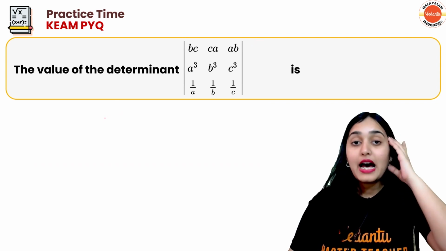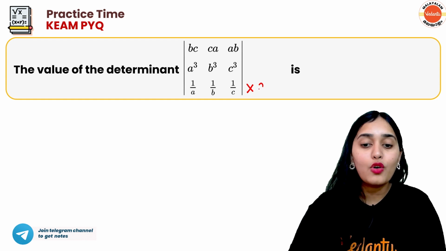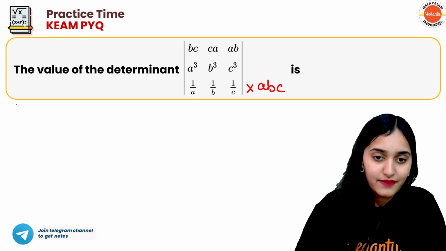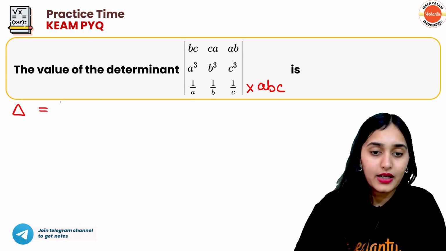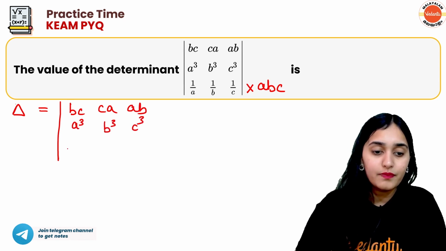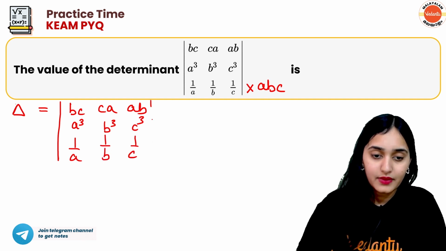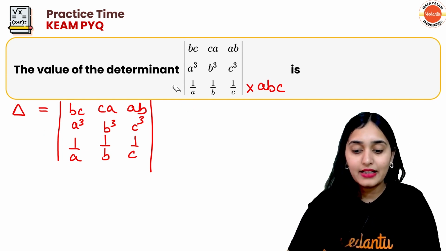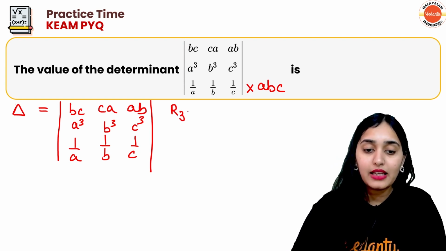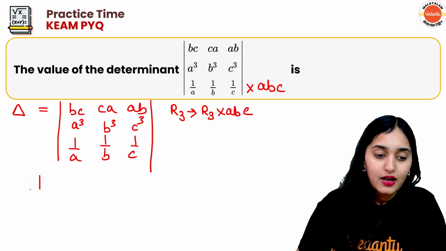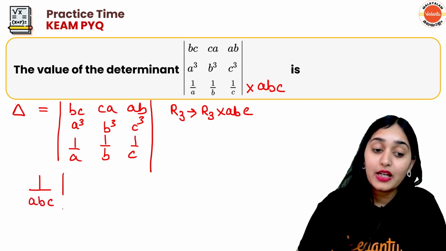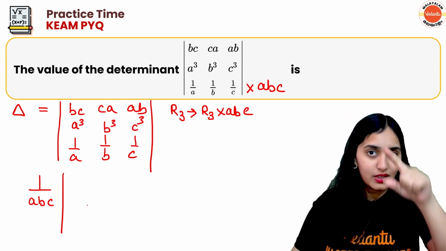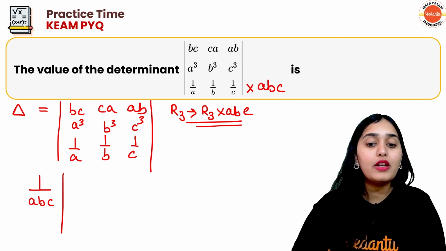How? First, I told you that you can multiply any row with a constant number. So, here I will calculate. My determinant is equal to determinant of B, C, C, A, A, B, A cube, B cube, C cube, 1 by A, 1 by B, 1 by C, right? Now, what I will do is, I will multiply, or we just write it like this. I'm just writing it in shortcut. Row number 3 is row number 3 into A, B, C, okay? So, what I am doing here is, I have to divide the determinant by ABC because I am multiplying the determinant by ABC. Only then it will remain same. So, what I am doing, I am multiplying the row number 3 with ABC.